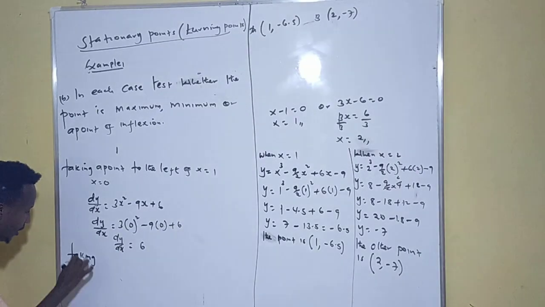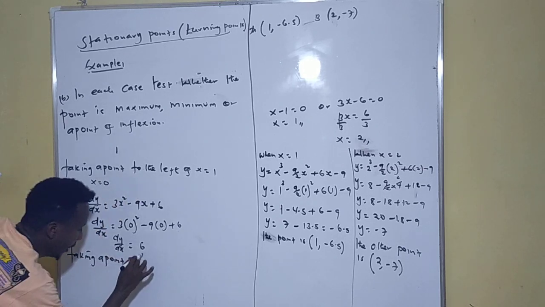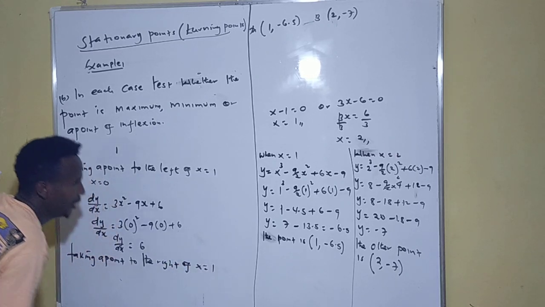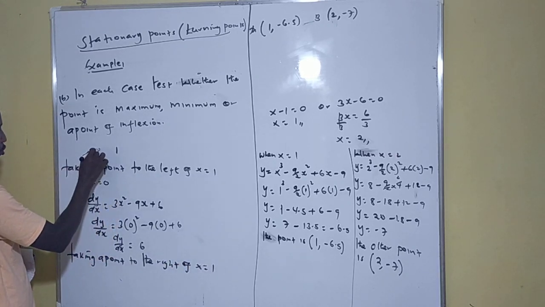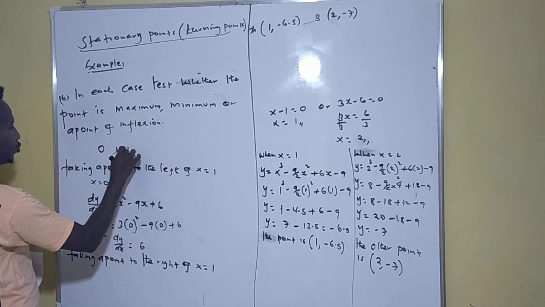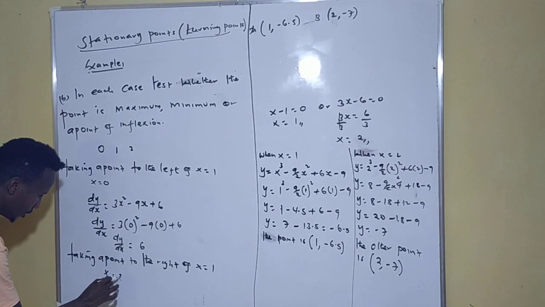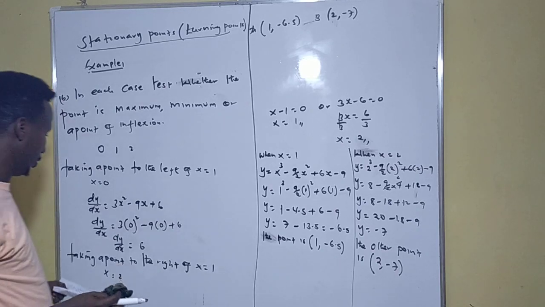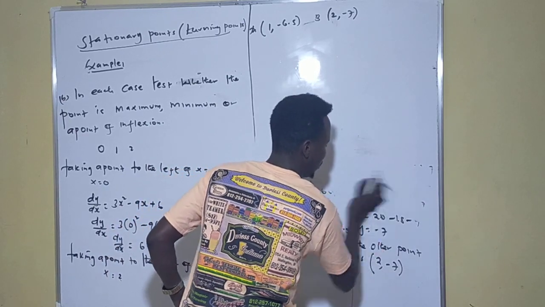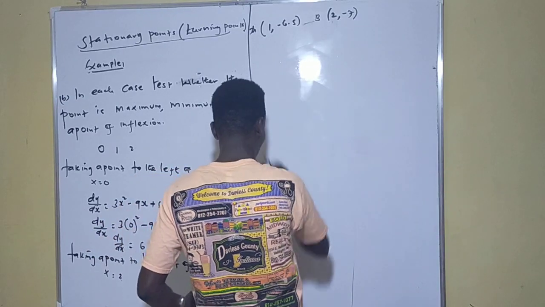So check again, a point to the right of x equal to 1. Left of x equal to 1 was 0. To the right of x equal to 1, it will be 2. You can take 2, that is when x is 2. So come to this point here.